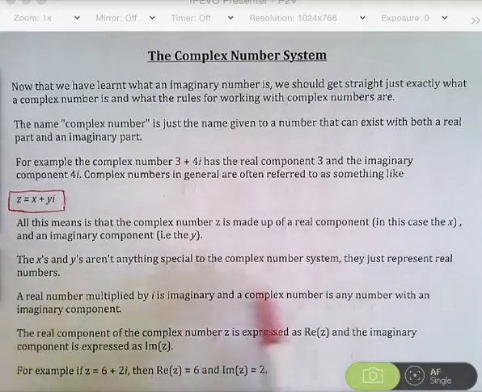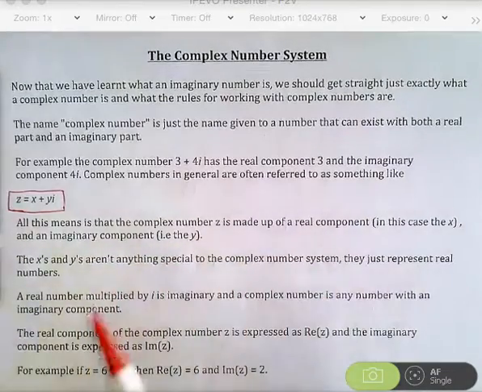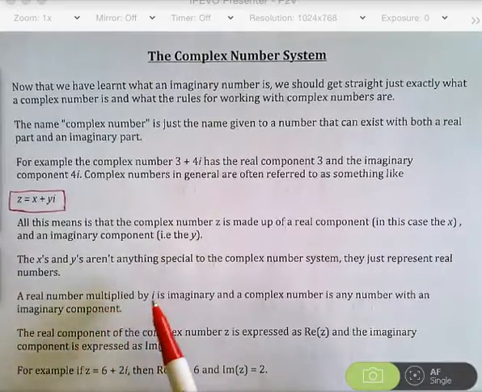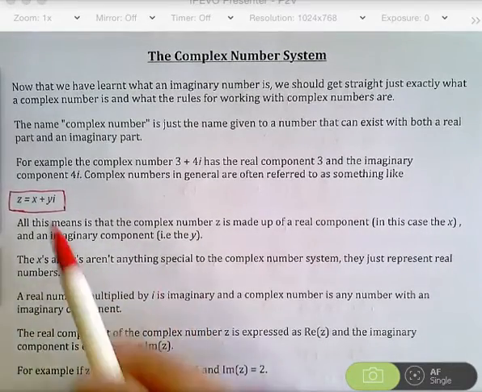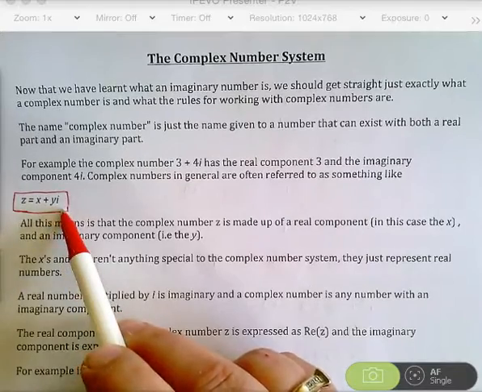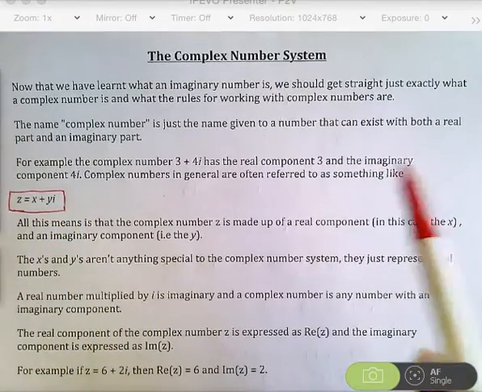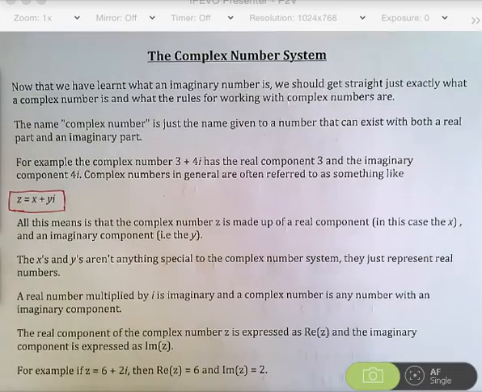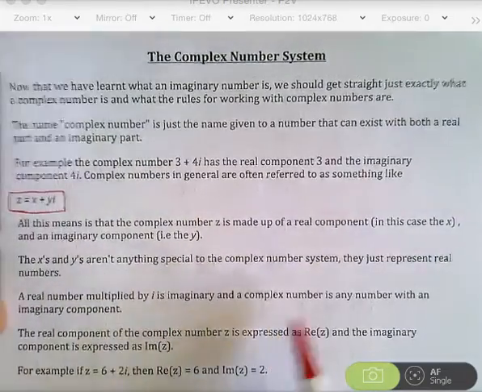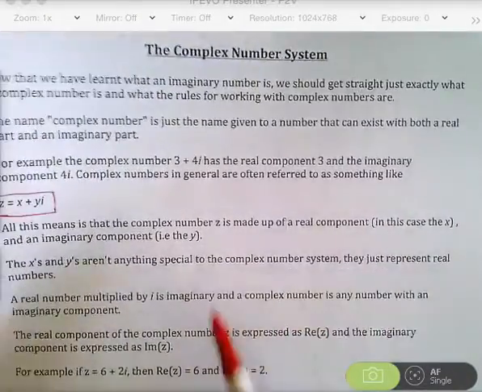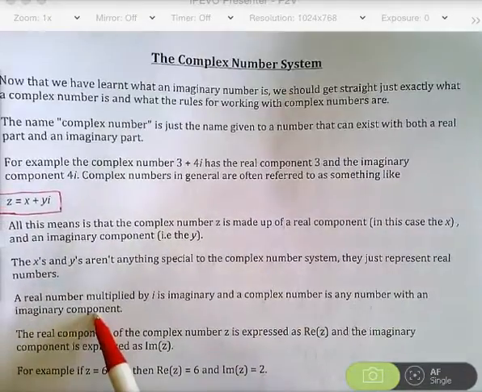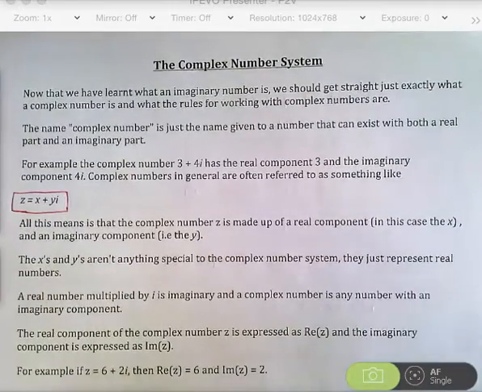So now the x's and the y's are just real numbers. A real number multiplied by i is imaginary. Look, y is real, and once you multiply it by i, you get imaginary. So once you put an i next to something, it's imaginary. That's the imaginary bit. So a real number multiplied by i is imaginary, and a complex number is any number with an imaginary component. So if I just say my number is 2, that's not complex, because it's just got the real bit. 2 plus 3i is complex, because it's got an imaginary part.